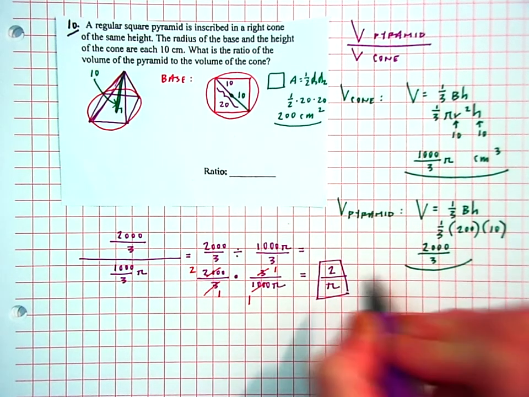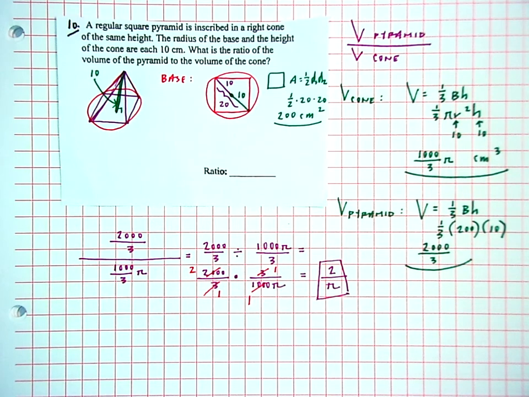And that is my ratio when I have a pyramid inscribed in a right cone. Their heights were the same, and we knew that the radius of the base and the height of the cone were 10 centimeters. I hope that helps. I keyed it on my homework a different way, so I'm trying to show you another option that just makes it a little bit easier.